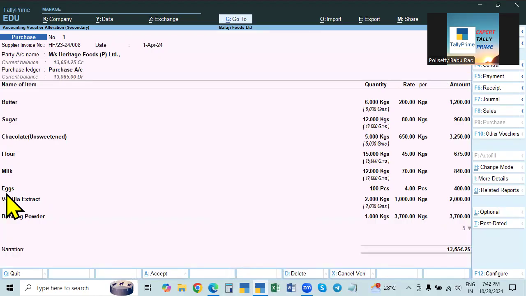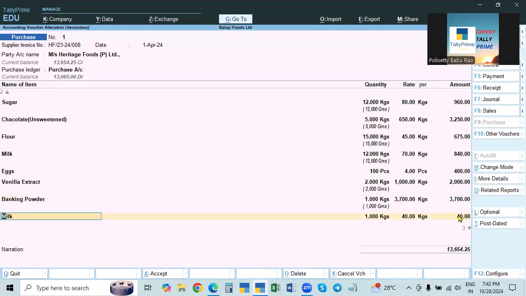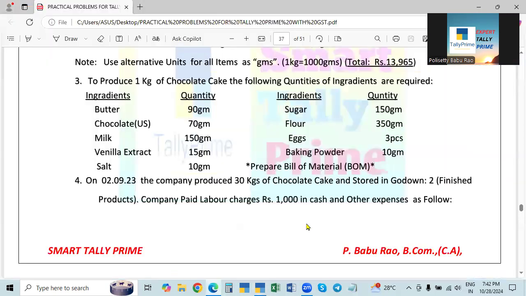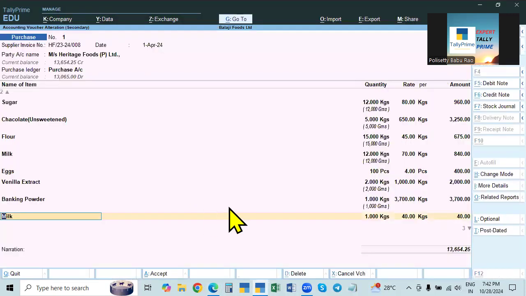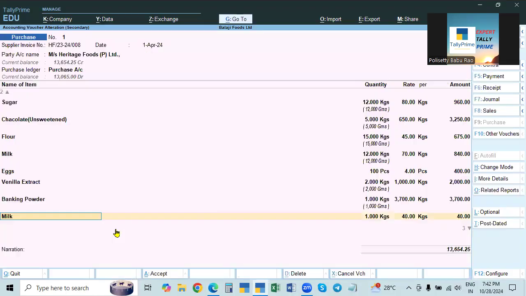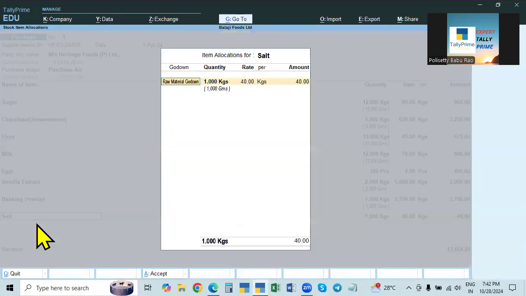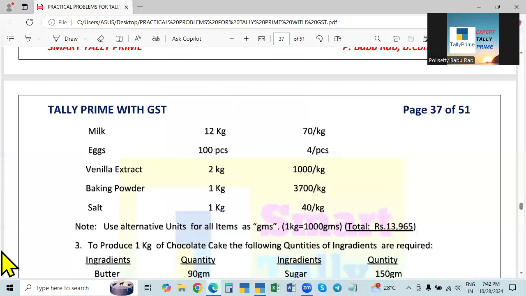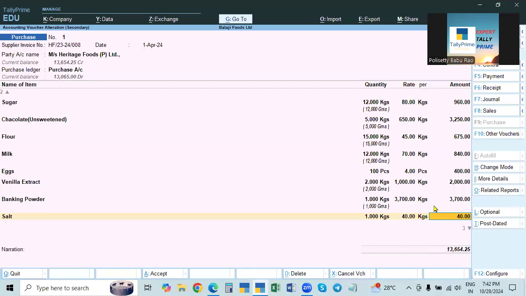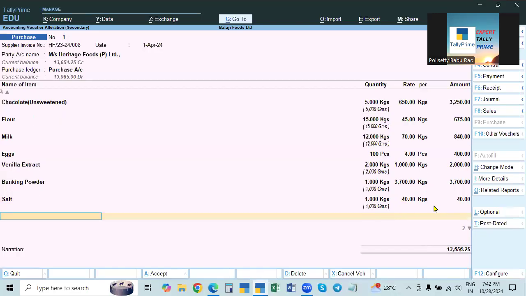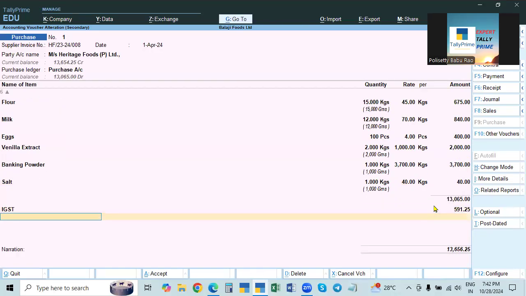Acha, salt is missing here. Milk, yes, salt is missing. Because milk is taken twice. Salt purchase 1 kg. So milk is taken twice. It is salt. So 1 kg, 40 rupees na. Salt, 40 rupees per kg. So salt is taken instead of that.